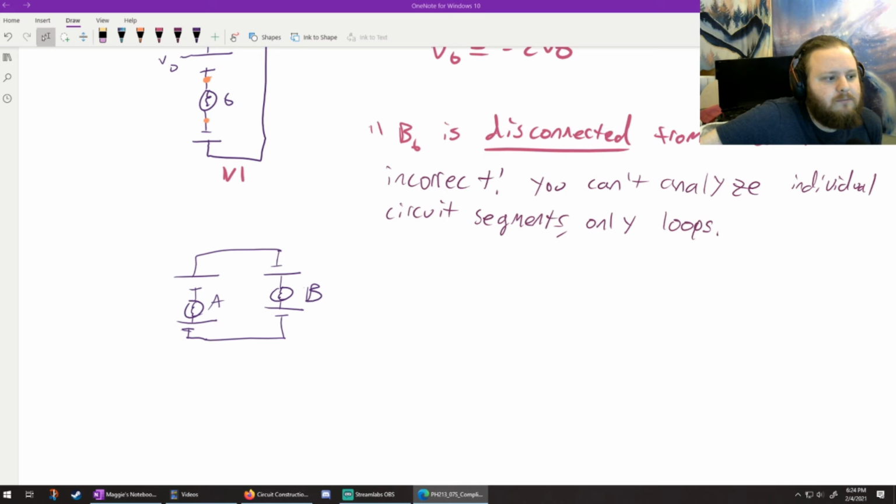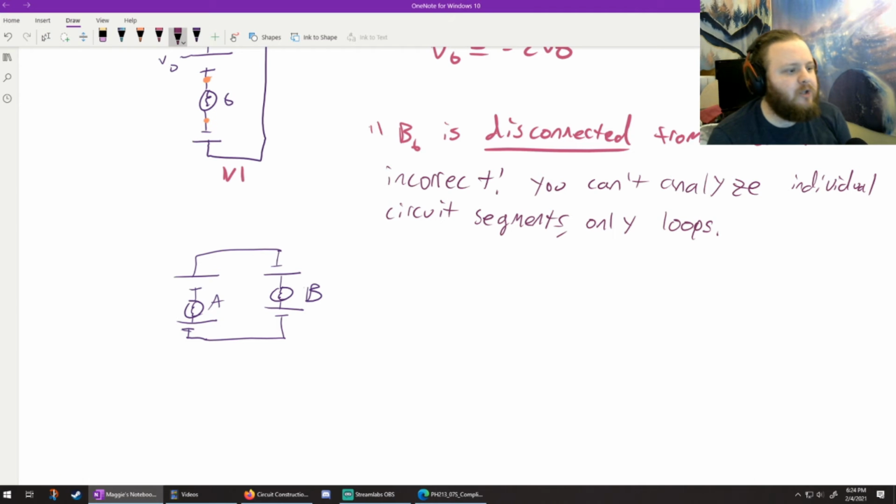Is it a battery? Well, how do we look at these things? This is not a pleasant thing to analyze from the perspective of Ohm's law. We don't care about Ohm's law. Let's just write down some loops.